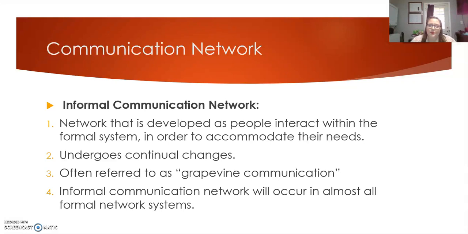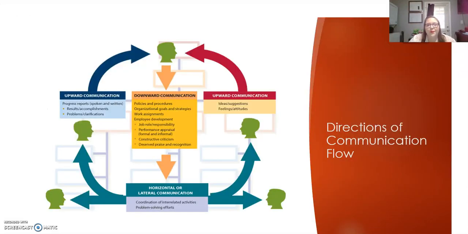Another possible issue with informal communication network is around the water cooler, as it's called. And this is when employees are wanting to slack off, and instead of doing their jobs, they spend a lot of time gossiping and talking around the water cooler. And so for this, supervisors need to ensure that their employees are not taking advantage. Informal communication networks will occur in almost all formal networks as the employees develop relationships and interact with one another.